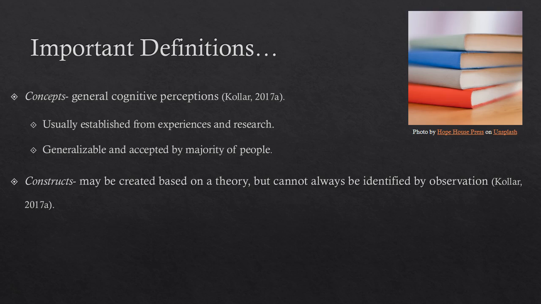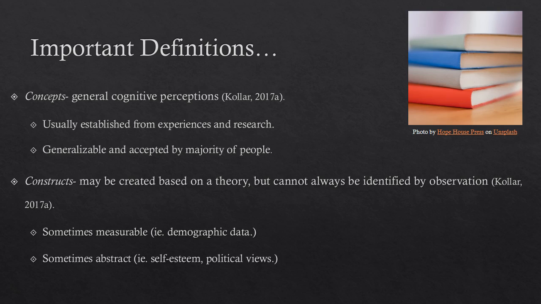A construct, on the other hand, is more something that you want to look at. It may be created based on a theory. It's not always the easiest thing to identify, but it's something in research that you're interested in studying specifically. Sometimes it is measurable, like demographic data: age, height, hair color. But sometimes it's more abstract, like the self-esteem of students or the political leanings of a group of people. One thing I have learned in this course is that it is very important to establish what your constructs are in research.